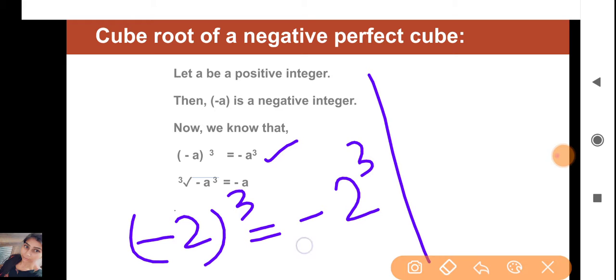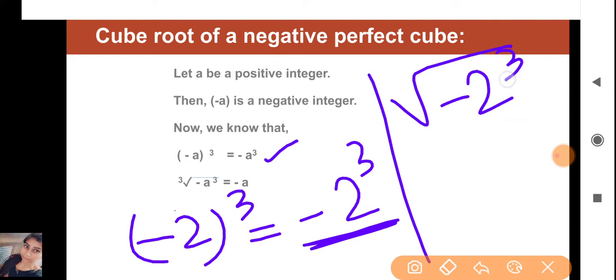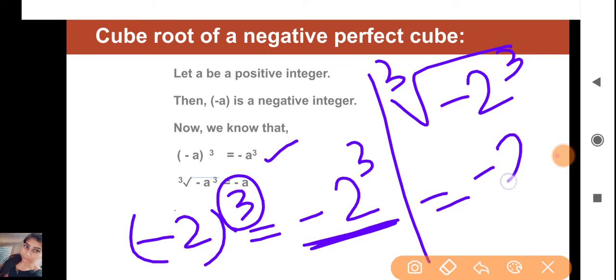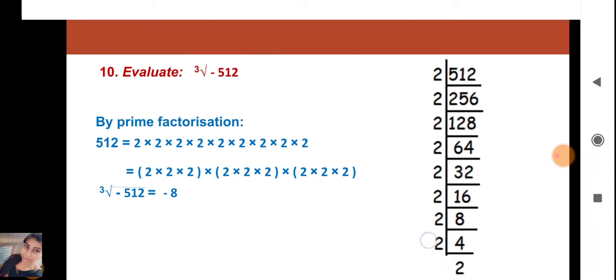Now the next one is, if I am going to take a cube root of this, so this will be minus 2 cube, and cube root of this will be equals to what? If I am giving cube root here, so this will be removed, I am only going to get minus 2. So this is the second type, right? So let us see some examples for this also.